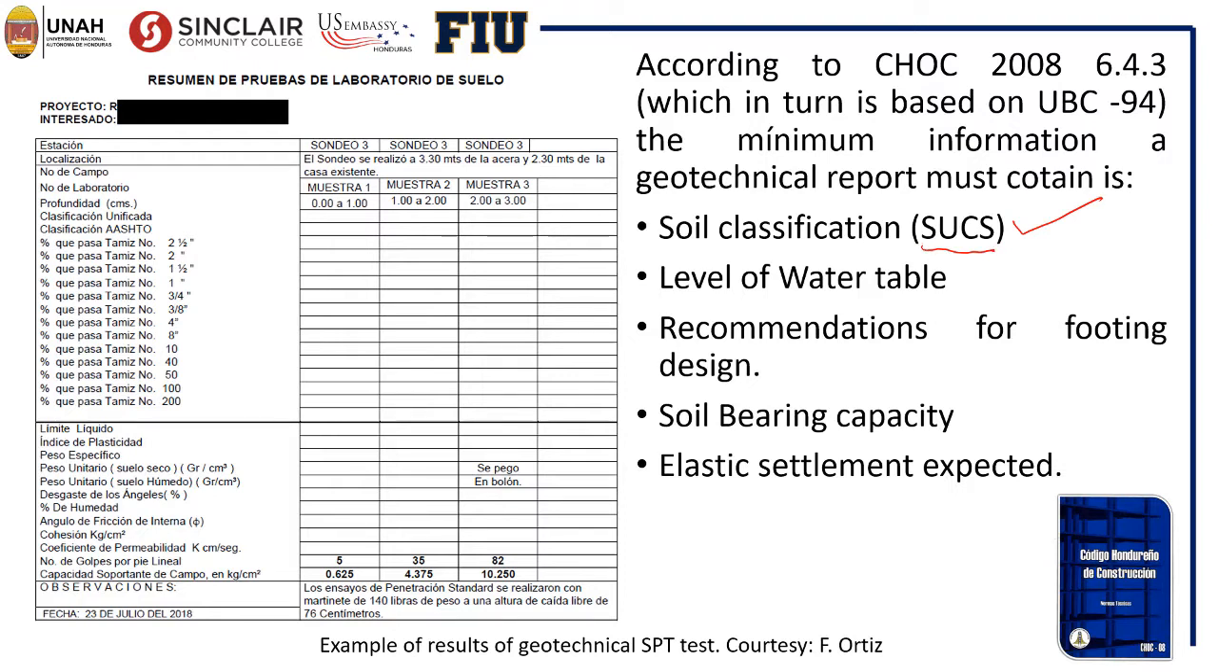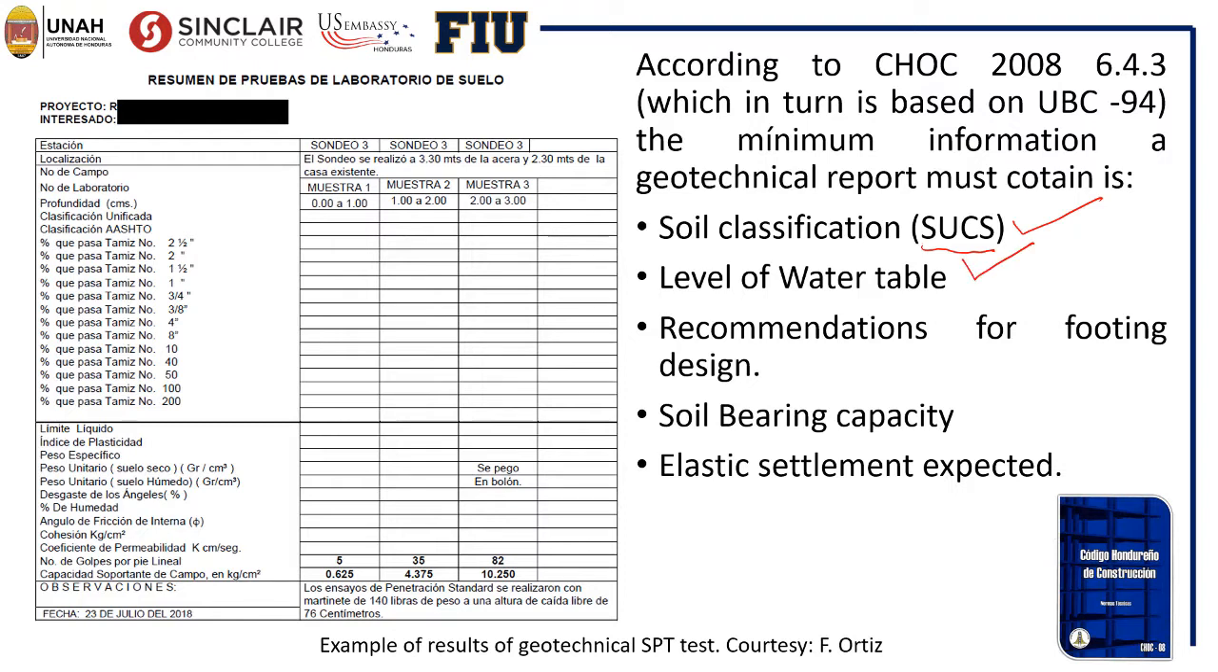SUCS is the acronym of Sistema Unificado de Clasificación de Suelos, that in English would be Unified System for Classification of Soils. It was developed in the USA. The second piece of information that a geotechnical report must contain is the level of the water table.